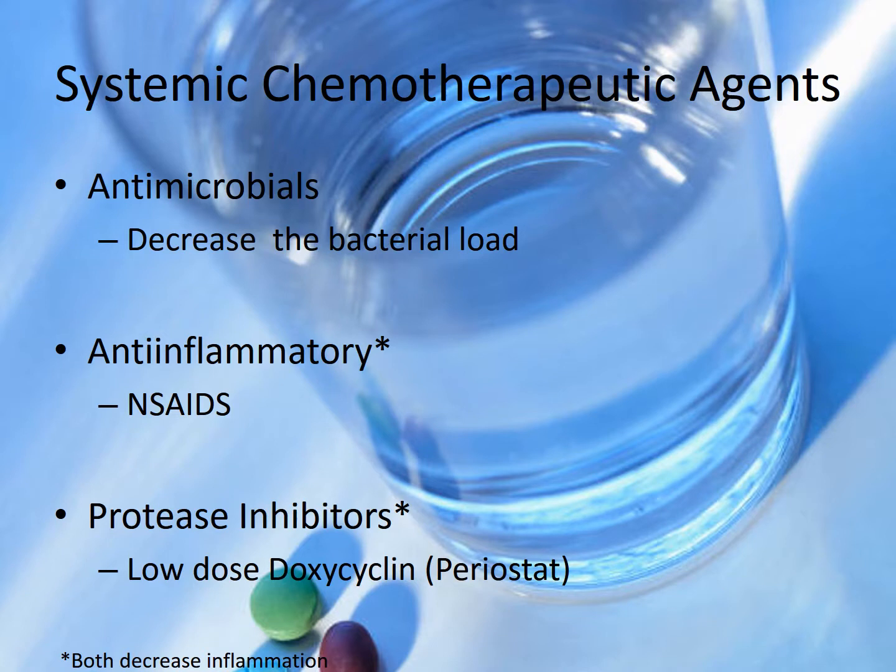In discussing systemic chemotherapeutic agents, there are several classes of drugs that fall under this. The antimicrobials or antibiotics actually decrease the bacterial load. Anti-inflammatories, such as NSAIDs, non-steroidal anti-inflammatory drugs. Ibuprofen or Motrin would fall under this. Protease inhibitors, such as Periostat or low-dose doxycycline, basically inhibit certain enzymes like matrix metalloproteinases that actually break collagen down. And just remember, the last two categories both decrease inflammation, which is a major component of periodontal disease.